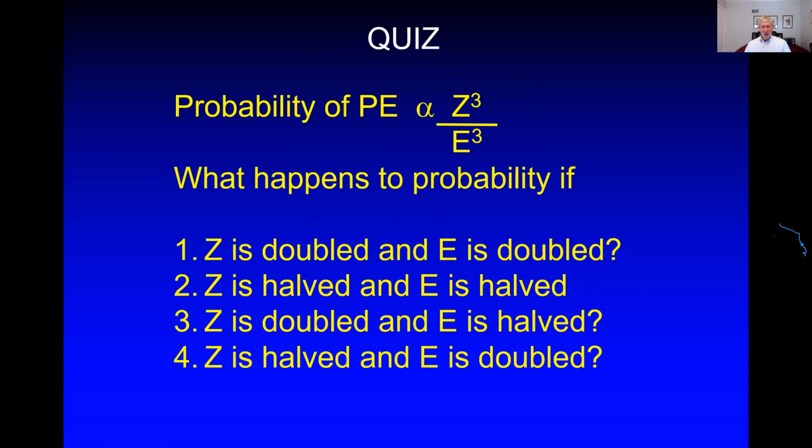And if you happen to have the lecture notes in front of you, I changed this question just yesterday and I added a couple more little options in here. But let's take a look. It's Z cubed over E cubed. Now, if we double Z and double E, what happens to the probability? Does it go up? Does it go down? Or is there no change?